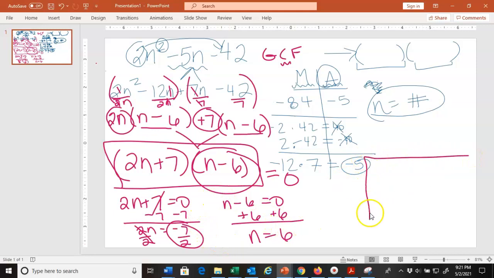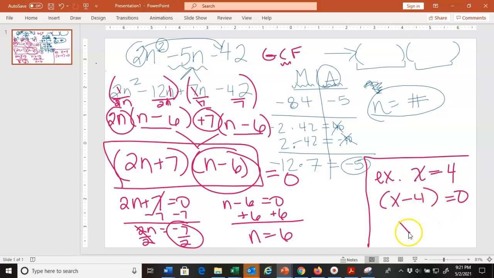Let's just do an example over here. And if I said, a solution is x equals 4, can you tell me the factor? The factor is x minus 4. We're kind of working backwards because if we were to solve this, we would set it equal to 0. And you'd get x equals 4, right? So if you are given a solution, you can always work towards the factor.